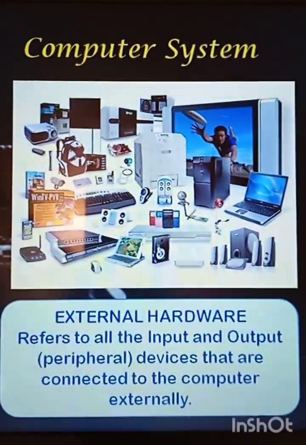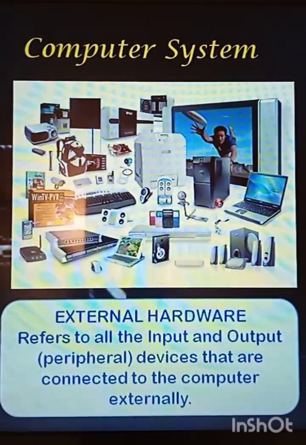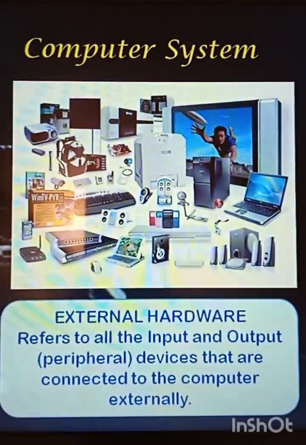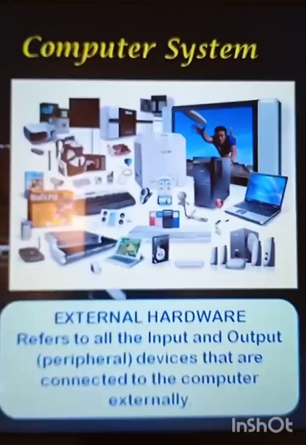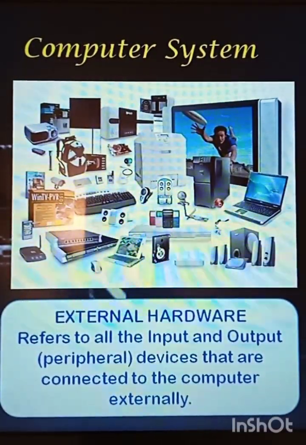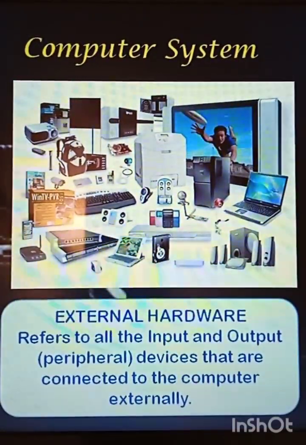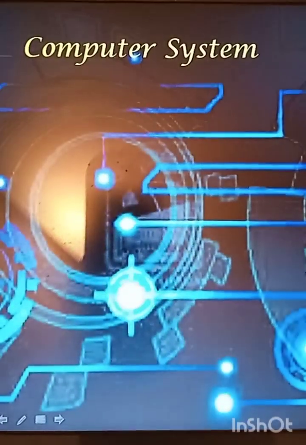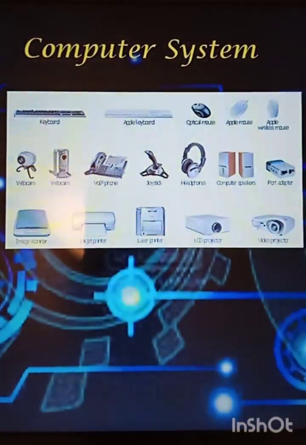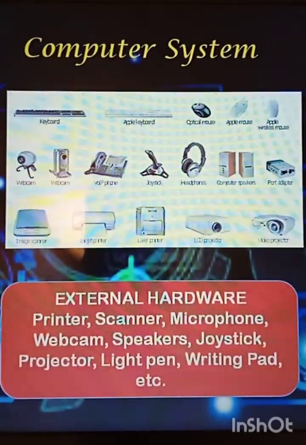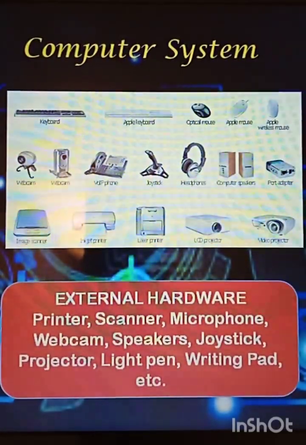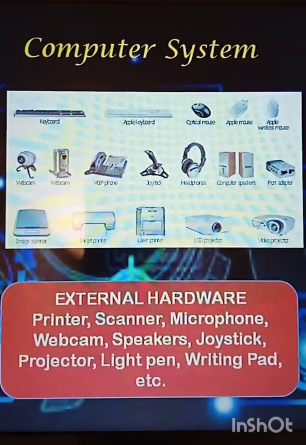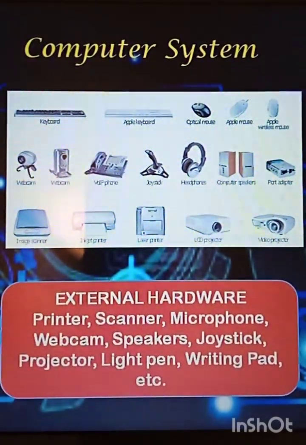Whatever is needed for scanning pictures and documents, we attach a scanner. If we need video conferencing, we attach a webcam and microphone, and if you want to listen to music, we attach a speaker. All these devices that are connected externally, whenever needed, are called peripheral devices, and they come in the category of external hardware. Now we look into the different external devices. As you can see in the picture, external devices are like printers, scanners, microphone, webcam, speaker, joystick, projector, light pen, writing pad, etc. Whatever things are connected externally are all external hardware.